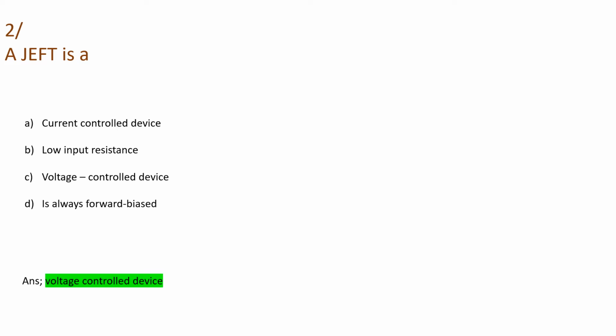And here is the second question: a FET is a dash? And the options are current controlled device, low input resistance, voltage controlled device, or is always forward biased. And the answer will be voltage controlled device.